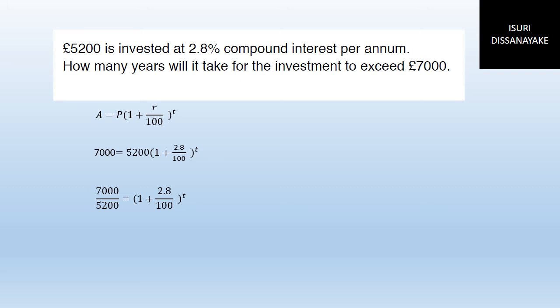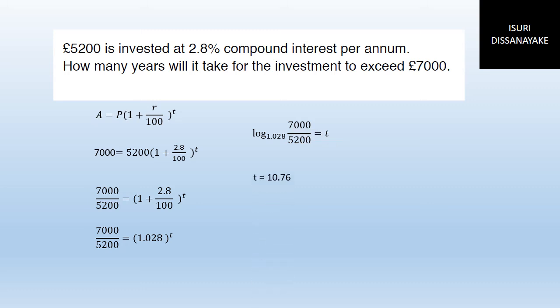Now for you to solve this, you are going to use the log function in your calculator. So using the log function, what you do is put 1.028. That means when you add 1 to 2.8 over 100, it becomes 1.028. You go to the log option, log this 1.028, and you put it as the base. And 7,000 over 5,200, you put it as the value here. So that is equal to this t.